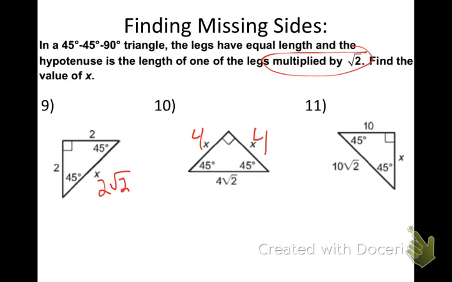Number 11. Now, what makes number 11 really easy here, Andy? Yeah, it's a 45, 45, 90. It has to be 10. The other side's 10. That one's kind of a gimme, wasn't it?